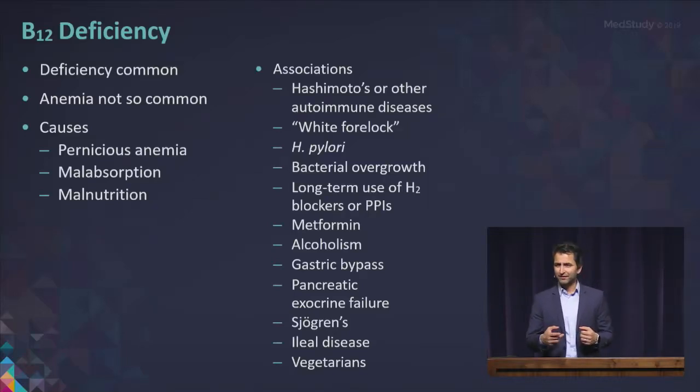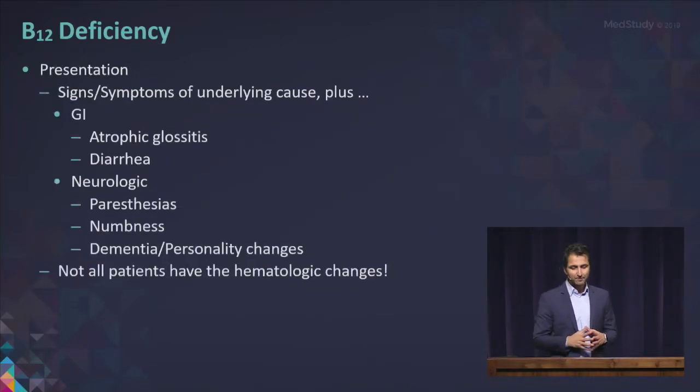Patients that have reasons to think they have malabsorption, such as gastric bypass or pancreatic exocrine failure, like in chronic alcoholics with chronic pancreatitis, and those that have ileal disease. And then, of course, vegetarians may sometimes if they don't get adequate intake. So these are the associations to think about to get you in the direction of B12 deficiency.